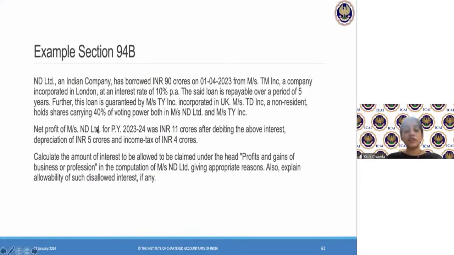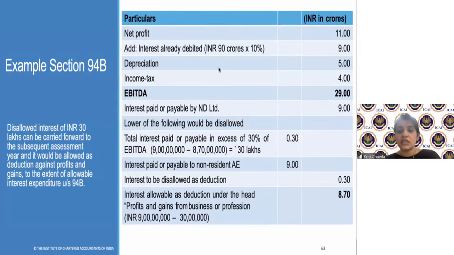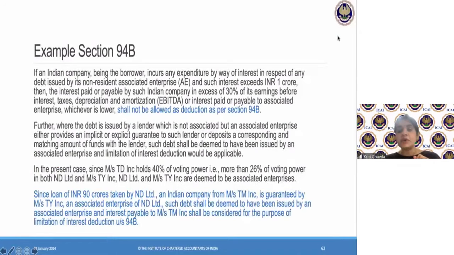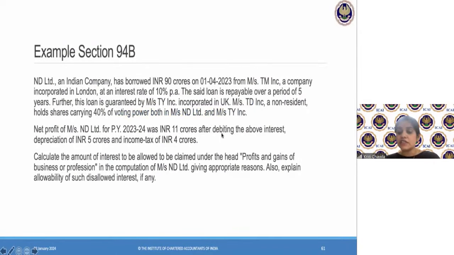Now, they say that the net profit of ND is 11 crores after debiting interest, depreciation, and income tax. Calculate the amount of interest to be allowed and claimed under PGBP in the computation of ND, giving appropriate reasons. So now you have to see what should be the amount of interest deduction that should be available. Well, let's start with something called the net profit. The net profit is 11 crore. But this net profit is, if you see, after debiting interest, depreciation, income tax.